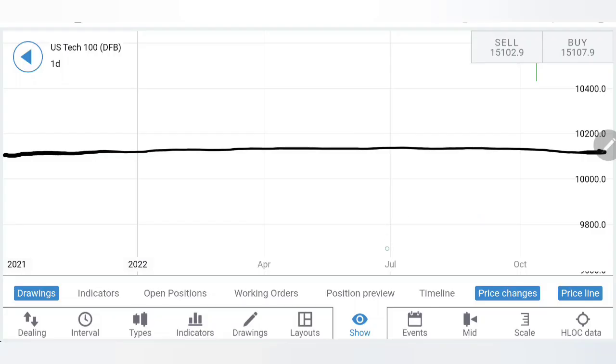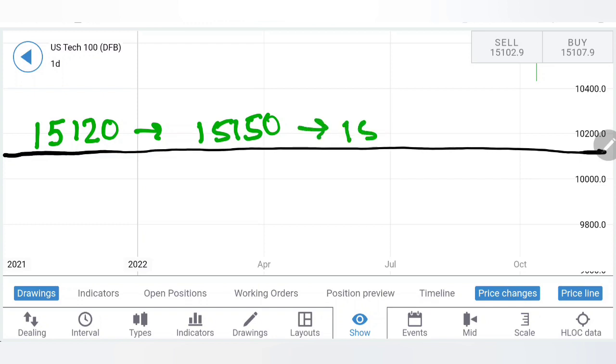Now, considering this, let me give you the trading levels and strategy. Let's first talk about the buying levels. I will recommend you to buy at 15,120 levels. Yes, you can buy here. Expect 15,150, 15,200 and 15,240.